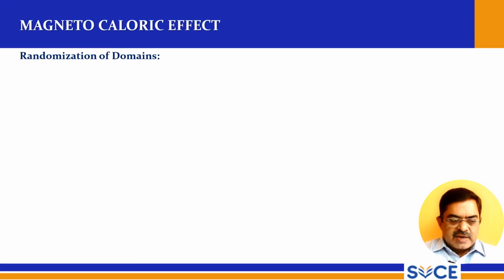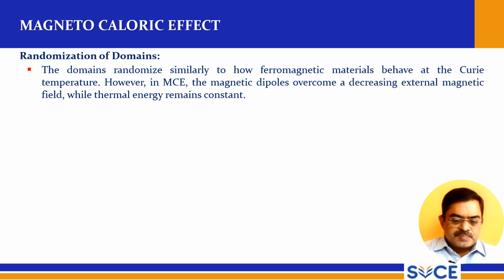Here is the randomization of domains. The domains randomize similarly to how ferromagnetic materials behave at the Curie temperature. However, in MCE, the magnetic dipoles overcome a decreased external magnetic field while thermal energy remains constant.